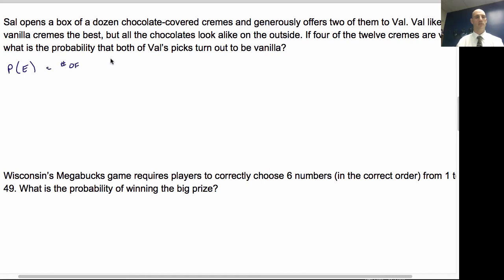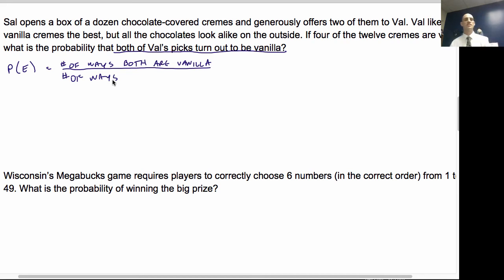number of ways both turn out to be vanilla. Number of ways both are vanilla over the number of ways what? What's for sure going to happen? Well, for sure he's giving her 2. The favorable outcome is 2 vanillas. So the number of ways to pick 2 chocolates.